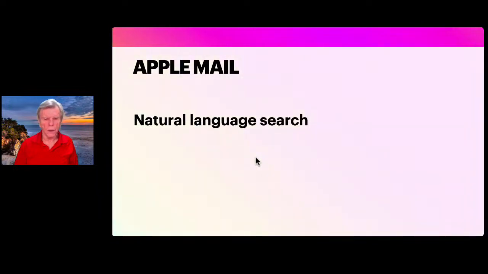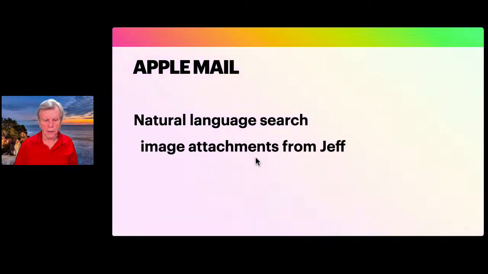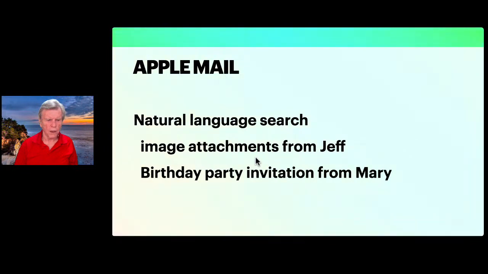Another way is to do a natural language search. So you can put in a natural statement like image attachments from Jeff or birthday party invitation from Mary. So you can just kind of explain what you're looking for, and the Apple Mail should be able to find it for you. Now this doesn't always work, but it's getting better. So give it a shot. You may have to play with your actual wording here to get those natural language searches to work.